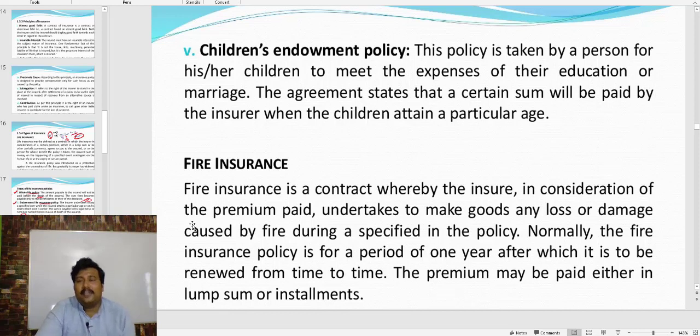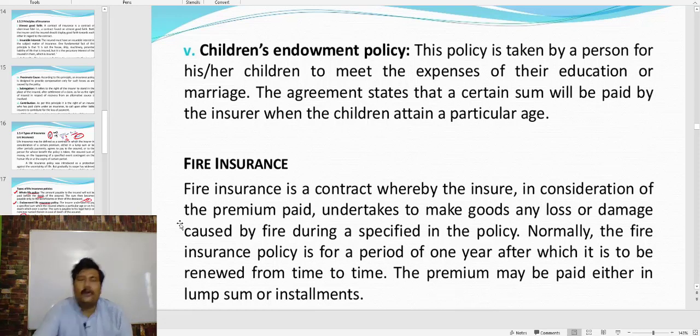Now come to general insurance, which is not for life, it is for goods. Fire insurance, very simple. When goods are insured under fire insurance, if there is any damage because of fire, compensation will be given to you. But always remember, if goods are damaged because of any other reason, the insurance company will not make the payment.